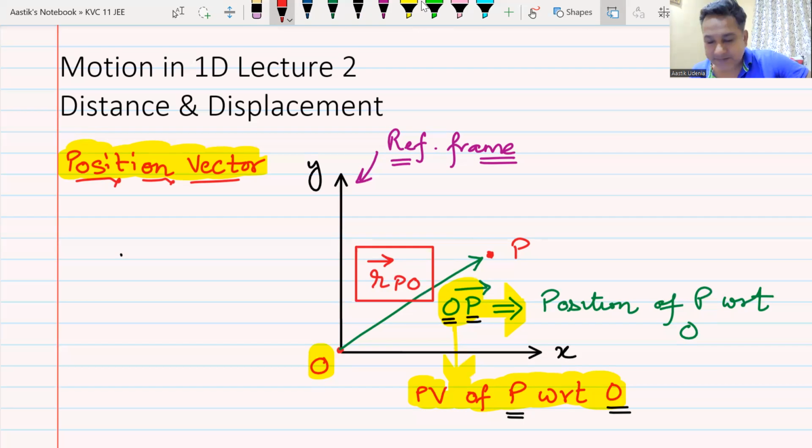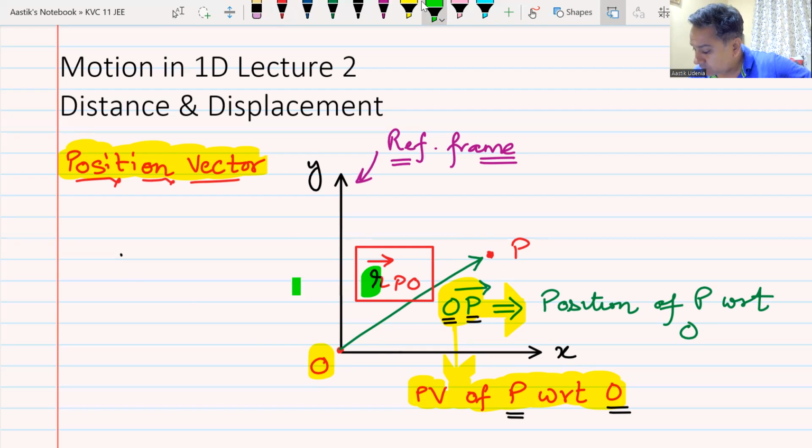Sometimes what happens is, what you speak is what you understand. If you say something wrongly or not in the correct way, you are definitely not understood. So just to make a point, I am going to write it as R vector PO. And when I write it like this, you know what I mean.